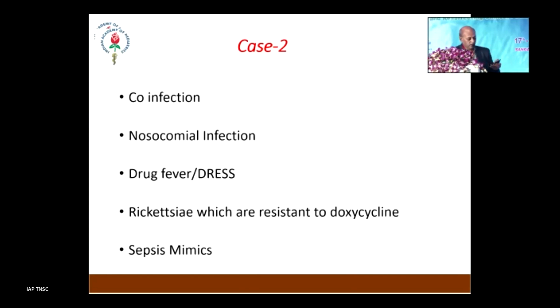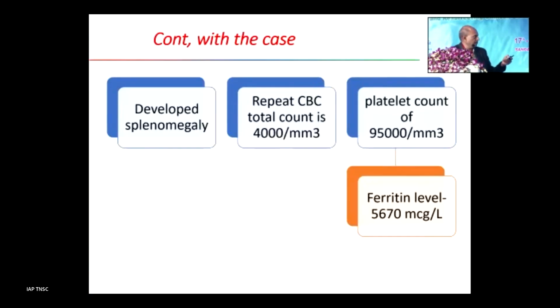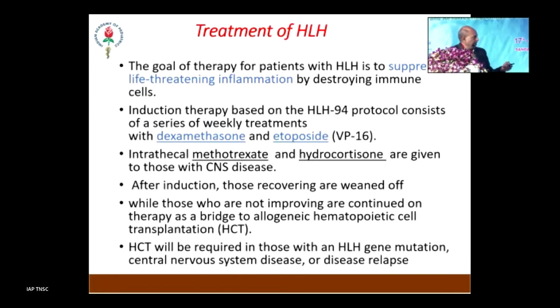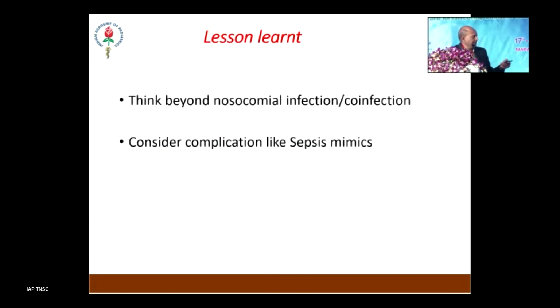But apart from that, what is also important is sepsis mimics like HLH; we need to keep those in mind. In this child, since splenomegaly developed, along with leukopenia, thrombocytopenia, and high ferritin level, HLH was thought of. We diagnosed it as HLH and treated it accordingly with dexamethasone and etoposide. The child improved. The message here is, don't think only about infection in this type of case; think beyond infection also. Nosocomial infection, and sepsis mimics like HLH, are some of the things.